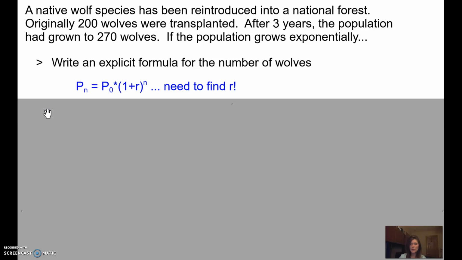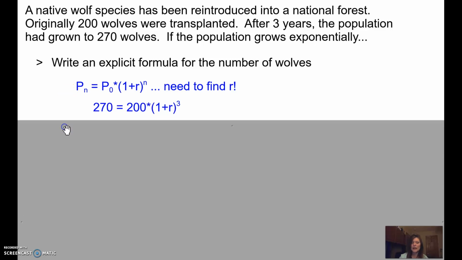Well, the explicit formula means take the initial amount times 1 plus whatever my growth rate is raised to the n power. Well, I don't have the growth rate. They didn't tell me that. But what they did tell me is what happens in 3 years. They told me what P sub 3 is. So I can plug in P sub 3 and 3 for the n and then try to solve for r. So I'm going to solve the equation 270 equals 200, the initial amount, times the 1 plus r raised to the third.